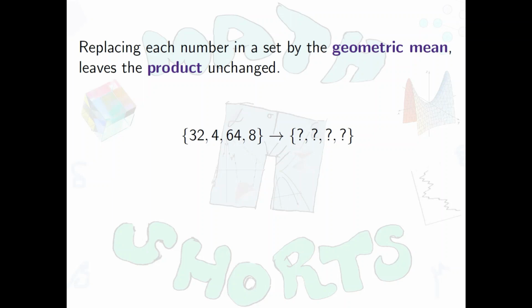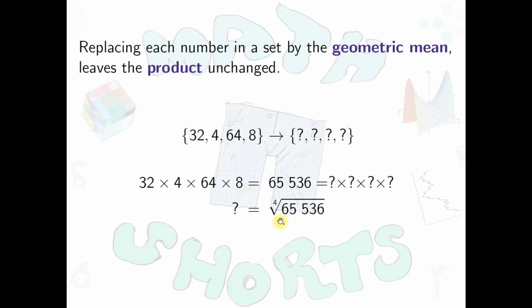So for our set, 32, 4, 64, and 8, if I multiply them all together I get 65,536. My geometric mean should be the number that, if I multiply it by itself 4 times, I get the same amount, which means this number is going to be the 4th root of 65,536, or 16. And that's going to be the same process in general.